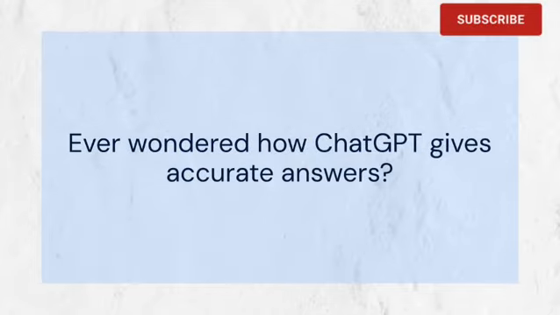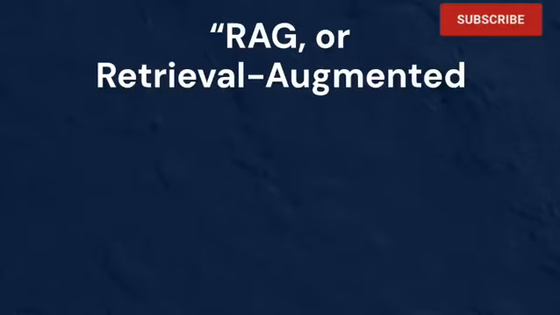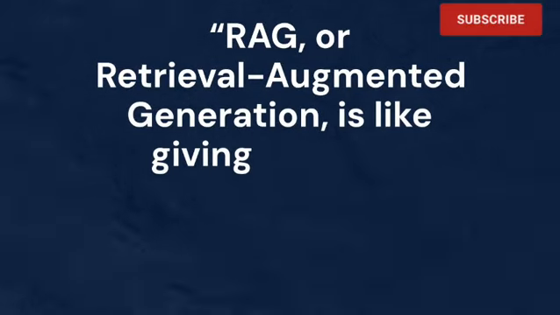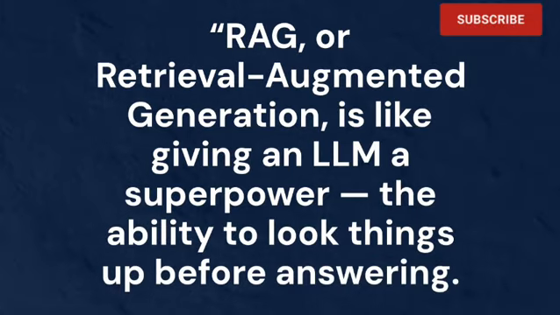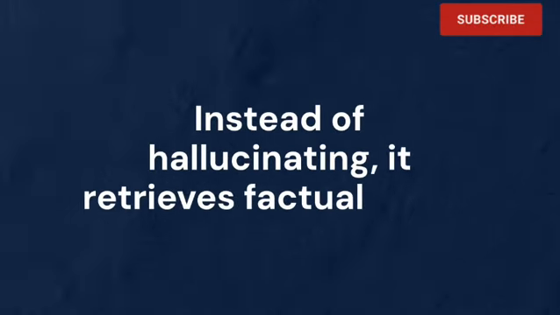Ever wondered how ChatGPT magically gives accurate answers using your company data? Let's break down RAG architecture in just 90 seconds. RAG, or Retrieval Augmented Generation, is like giving an LLM a superpower: the ability to look things up before answering. Instead of hallucinating, it retrieves factual data.